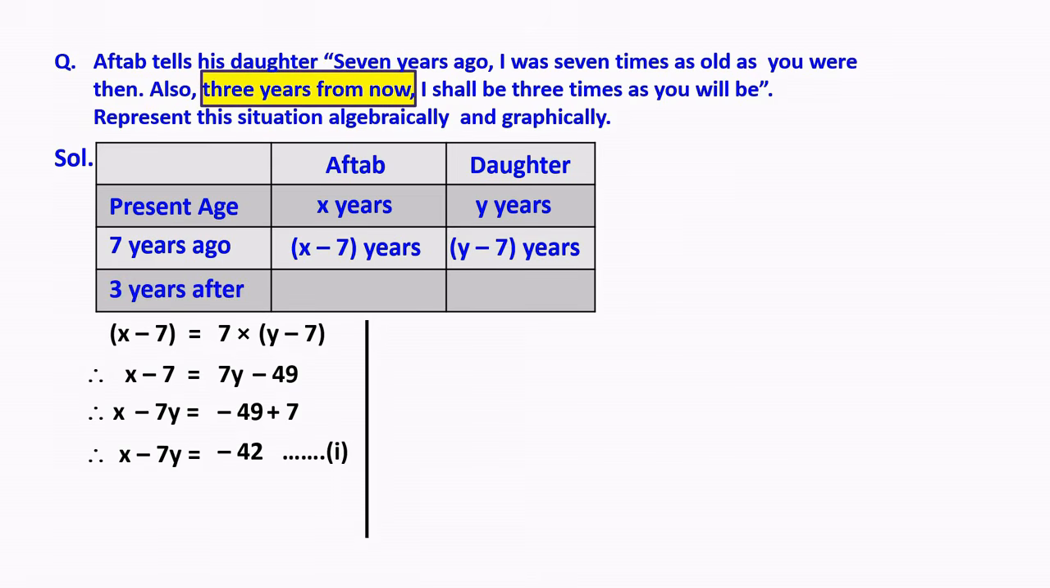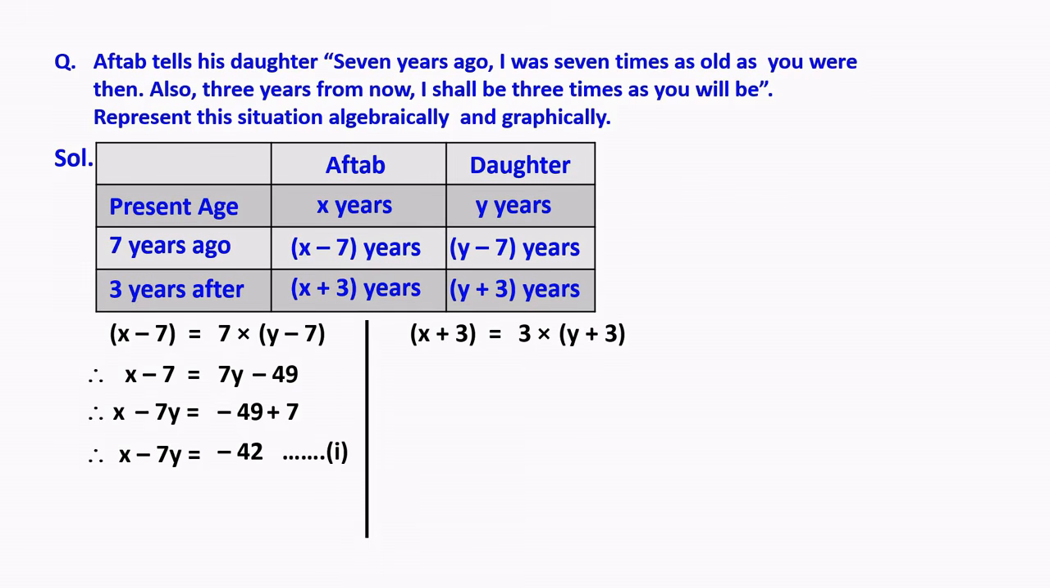Now, the second condition. 3 years from now, Aftab will be 3 times his daughter's age. So, we write x plus 3 equals 3 into y plus 3. Simplifying, x plus 3 equals 3y plus 9. x minus 3y equals 6. This is our second equation.